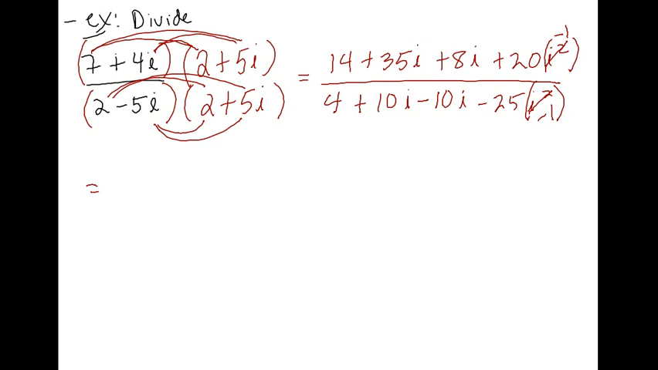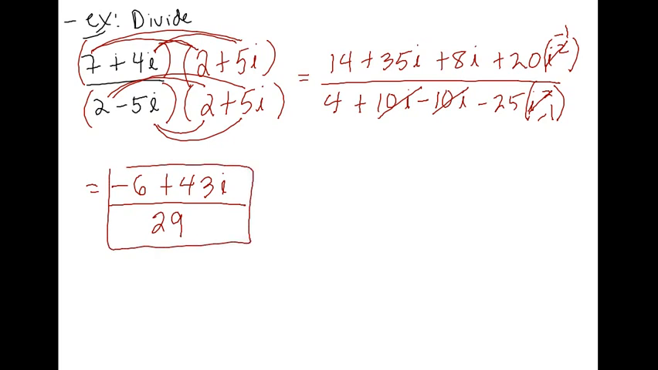In our numerator, we have 14 minus 20, which will give us -6. 35i plus 8i is 43i. All divided by, keep in mind these cancel, and you have 4 plus 25. 4 plus 25 is 29. You could simply leave your answer like this, or if you'd like to write it in 2 separate terms, you can also do that.